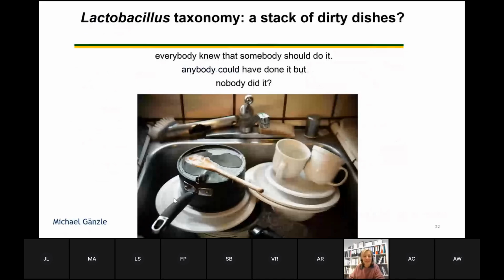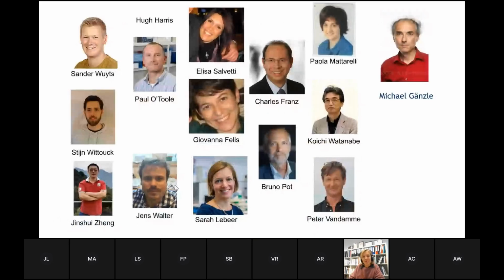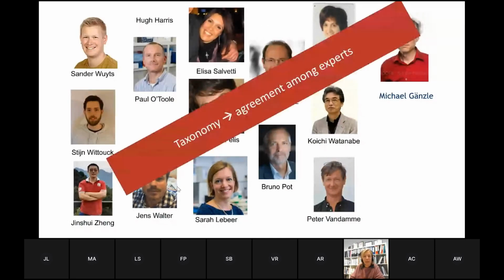And we were not the only ones. I think in the whole field, everybody knew that the taxonomy had to be revised, but no one was really willing to do so, also because of the industrial relevance of lactobacilli. Then this international group of scientists came together and we decided, okay, it is a mess and it's a complicated task, but let's do it together. And let's try to agree on the revised taxonomy so that people will be willing to use it.